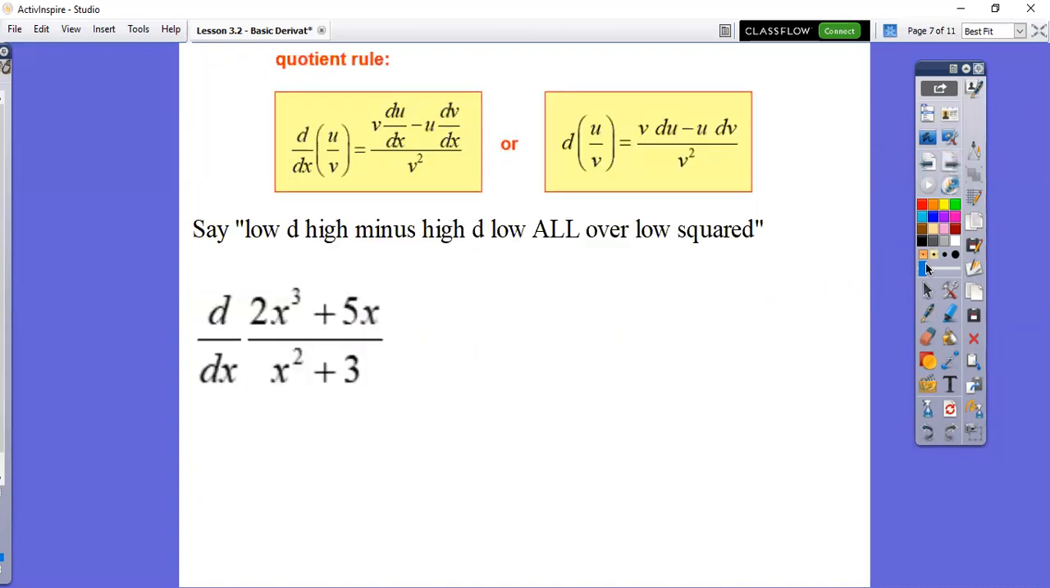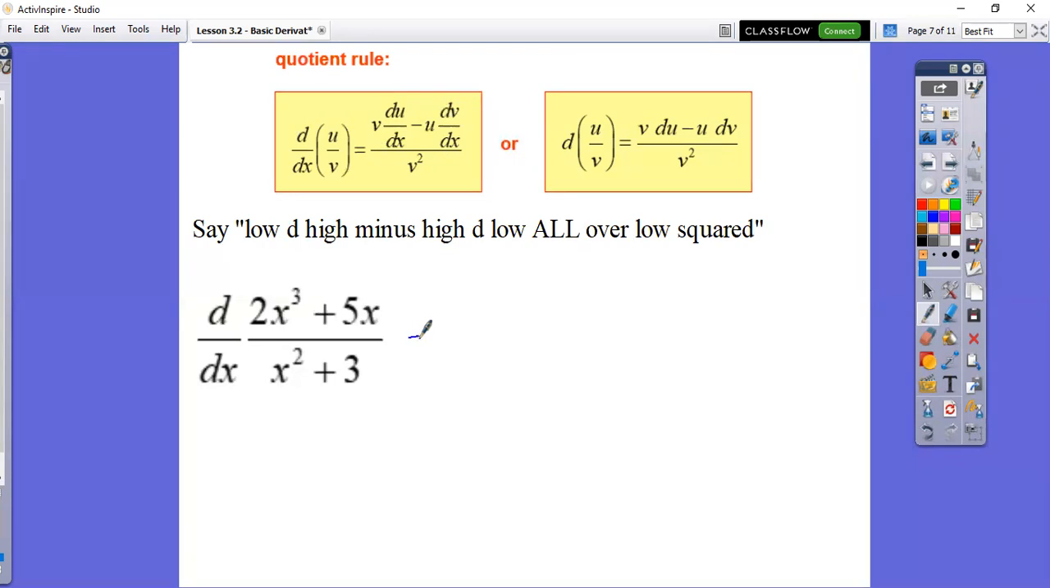Next rule up, quotient rule. So the quotient rule, here is the mathematical explanation. So if I want the derivative with respect to x of u over v, I would take v times the derivative of u with respect to x minus u times the derivative of v with respect to x over v squared. All right, this is another notation. If we know that everything is with respect to x, then we can just write this as d of u over v equals v du minus u dv over v squared. So the way that I like to remember this is that this is low d high minus high d low all over low squared.